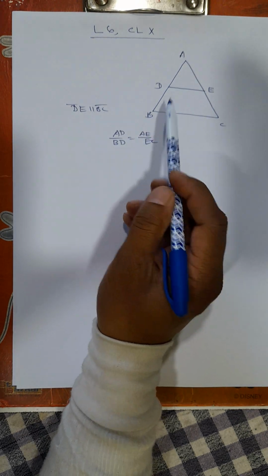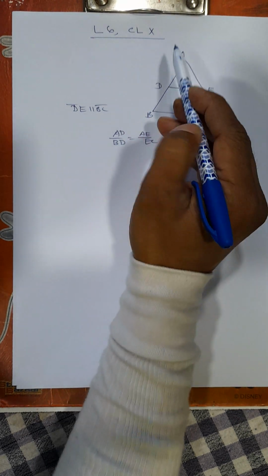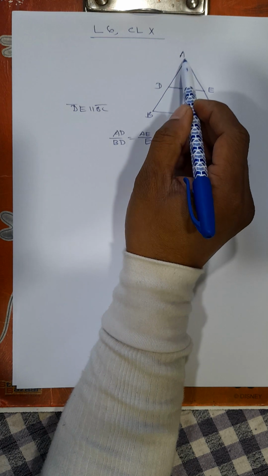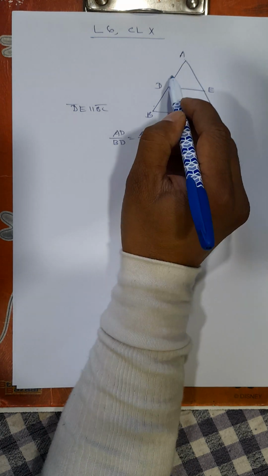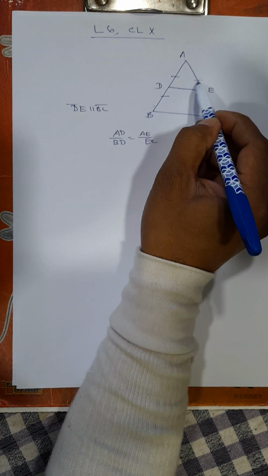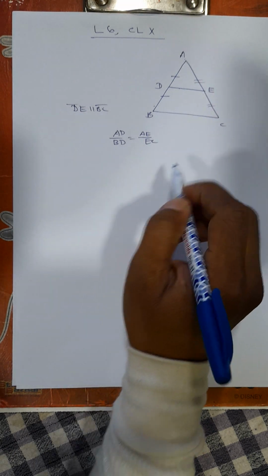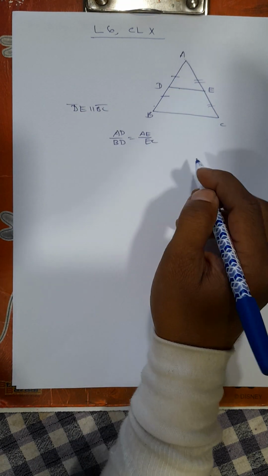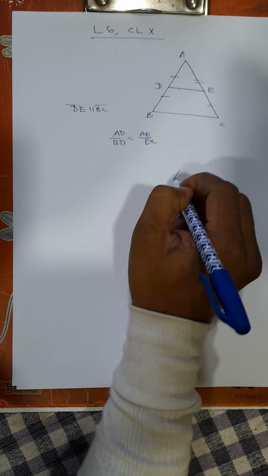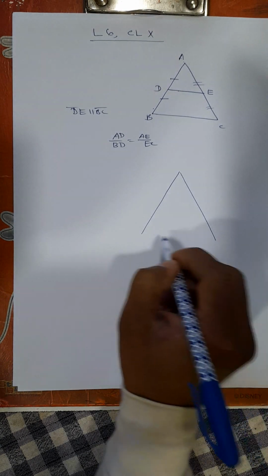Right. So DE is parallel to BC, so DE divides AB and AC in the same ratio: AD by BD equals AE by EC. Then once again you recall the converse of this theorem.